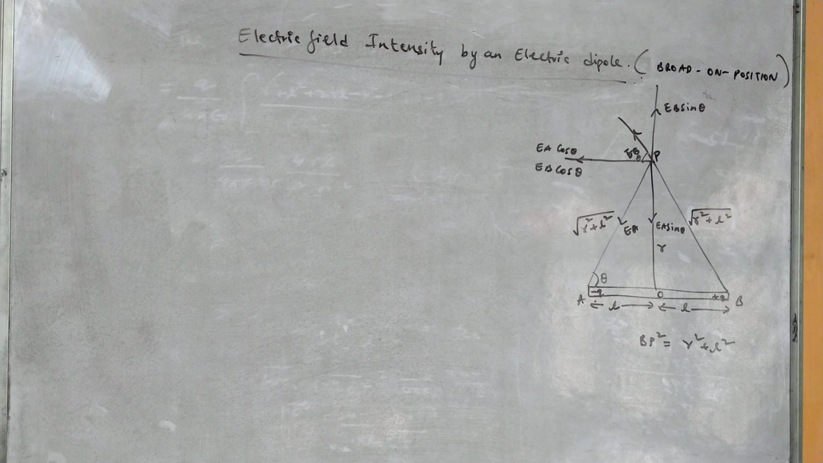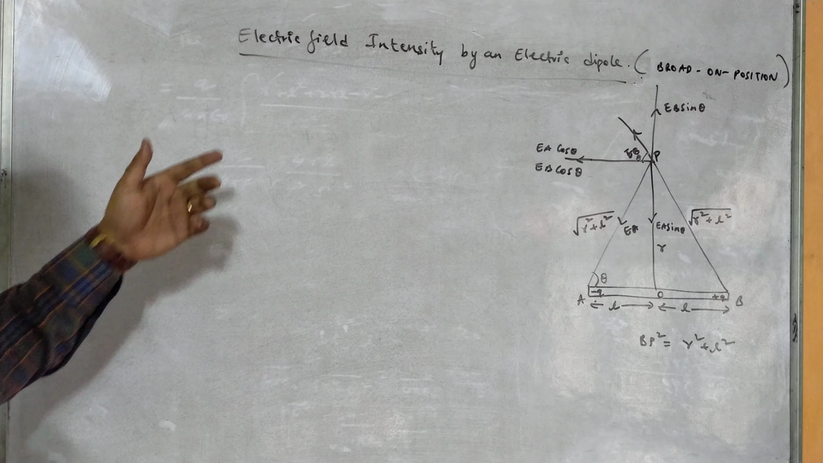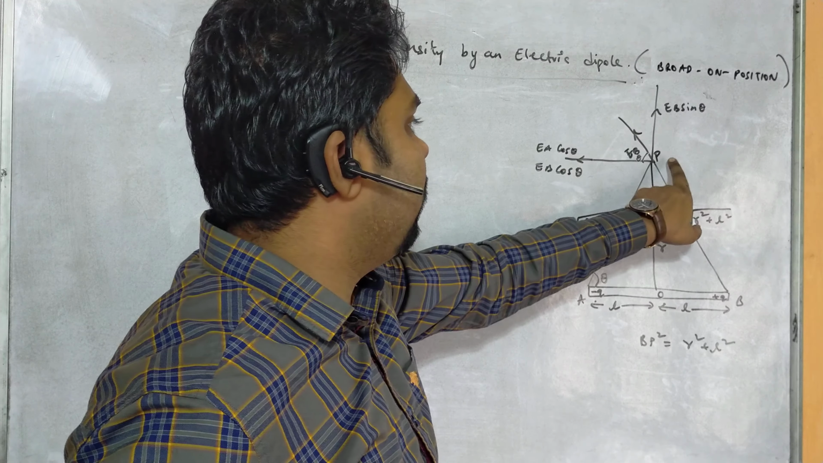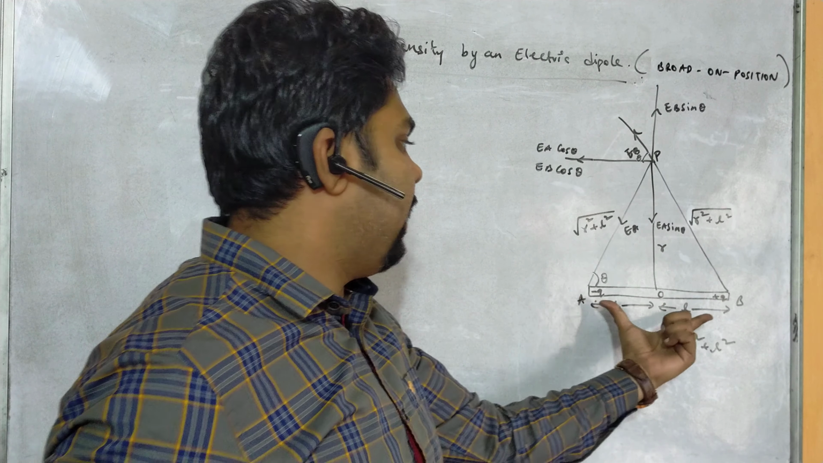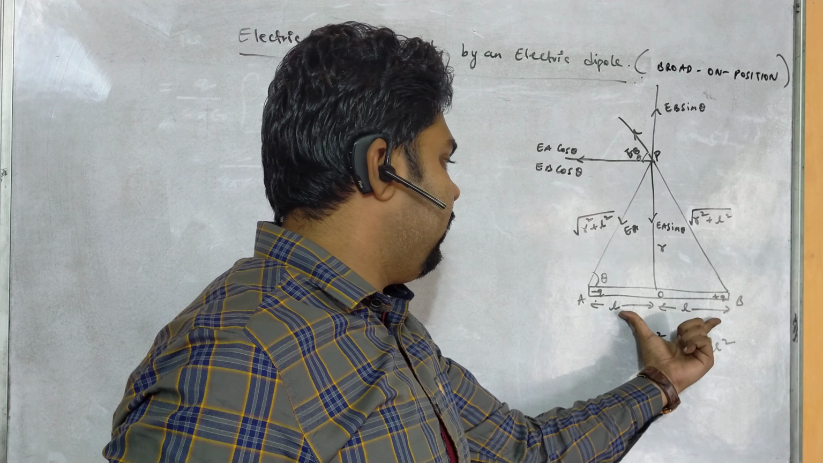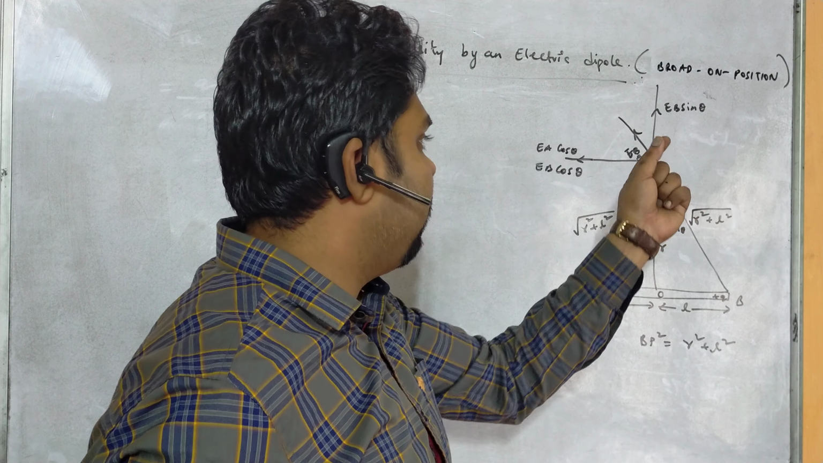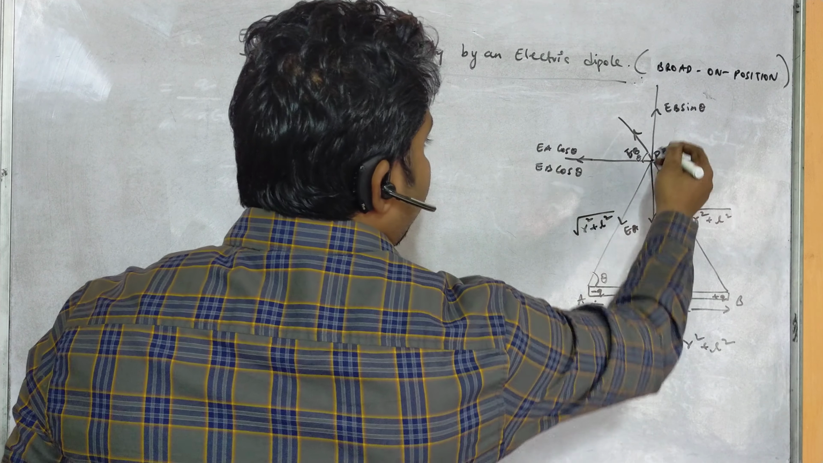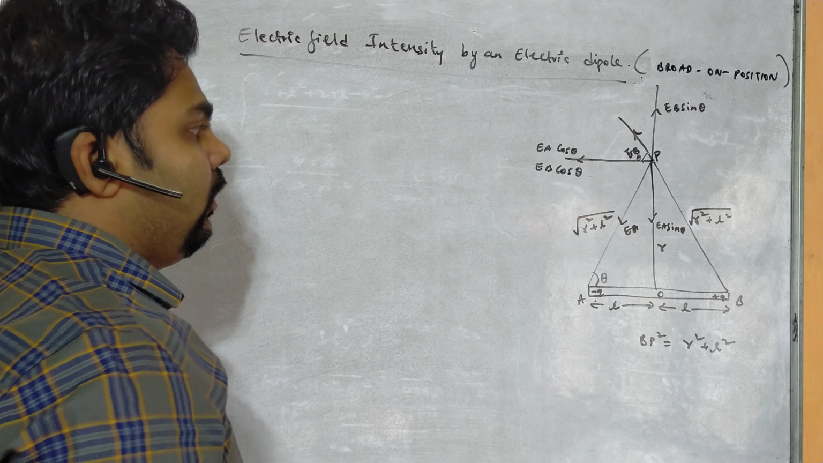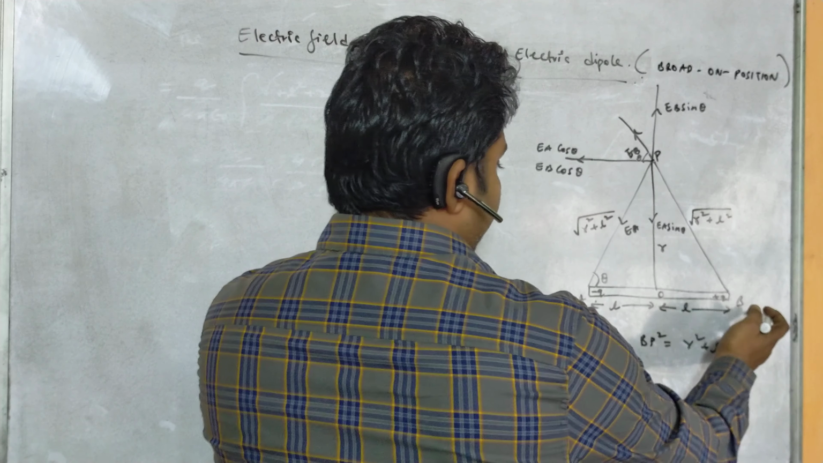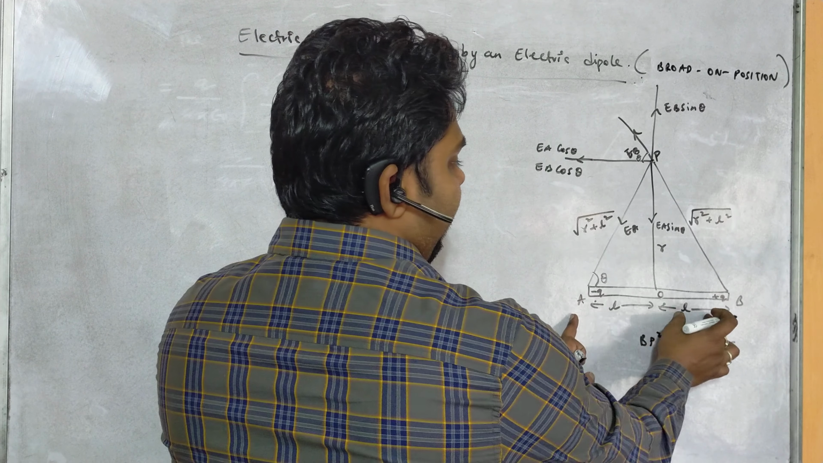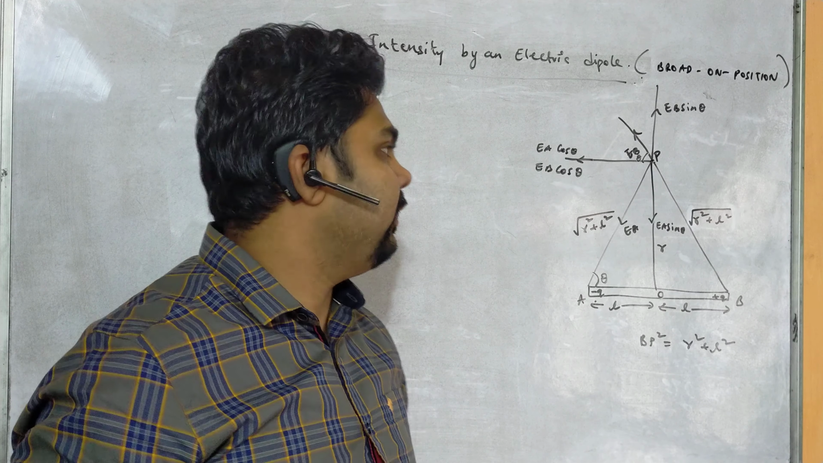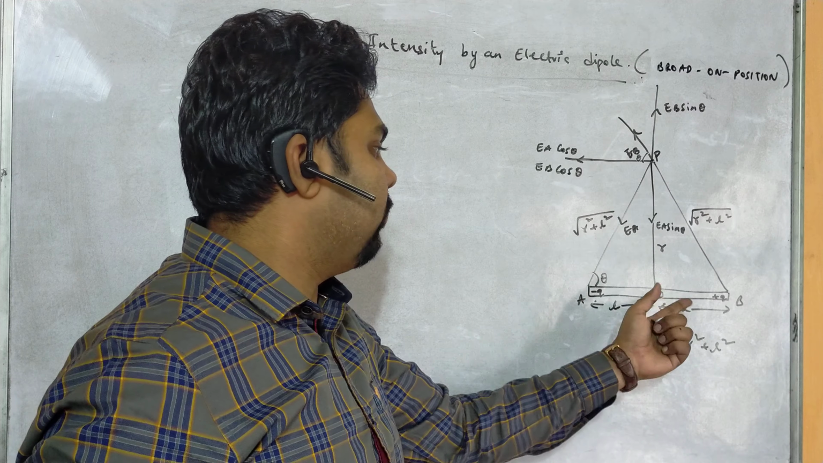So this is the next important derivation: the electric field intensity due to an electric dipole at the broad on position. Broad on position means this position. Now the electric dipole is A and B here, and the point P where we want to calculate the electric field intensity is at the broad on position. The distance between A and B is 2L, that is L plus L, and the point P is at a distance of R from the dipole.